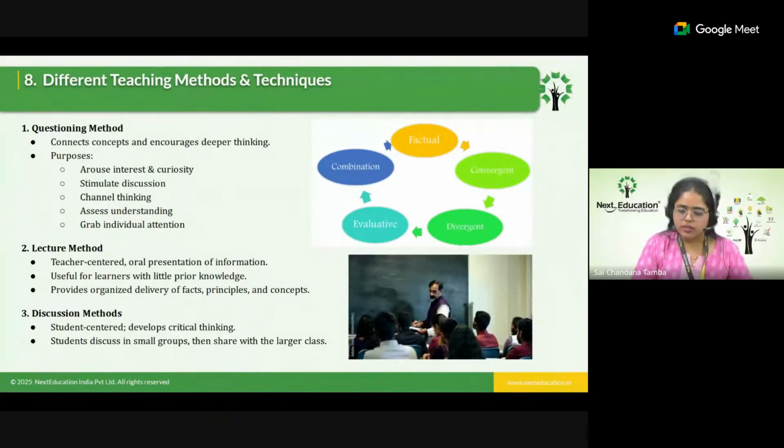Correct. So lecture method is nothing but the traditional way of teaching, where you teach on a blackboard. This lecture method generally involves giving factual information to the students about what that concept is. Next is discussion method. What is that?